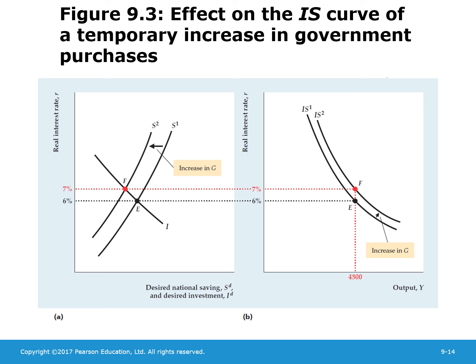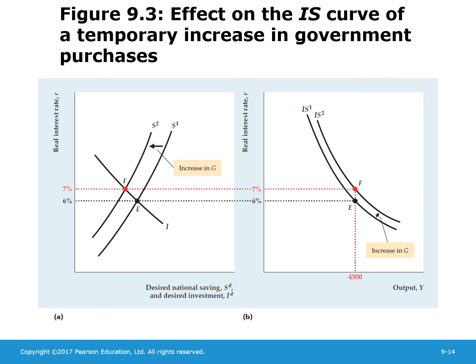So we said in the last slide that when a factor reduces desired national saving relative to desired investment, this will lead to a shift of the IS curve up and to the right. How to show this graphically? We will show this in figure 9.3, the effect on the IS curve of a temporary increase in government purchases.